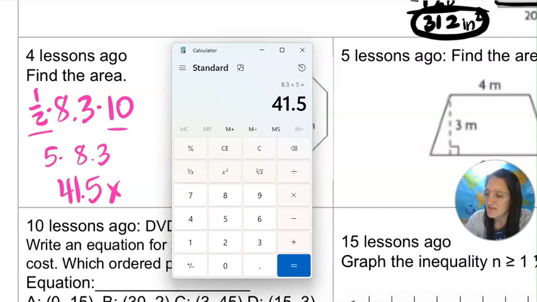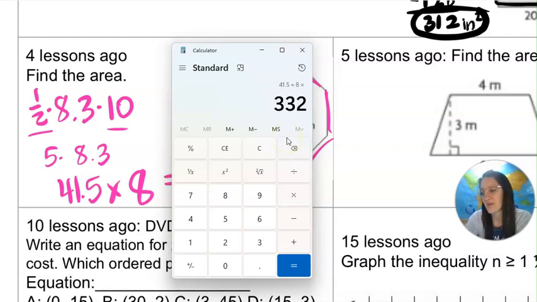But I'm not going to stop there. I'm going to remember that it has 1, 2, 3, 4, 5, 6, 7, 8 sides. So I'm going to times it by 8 and get 332 meters squared. Is that what I got yesterday?